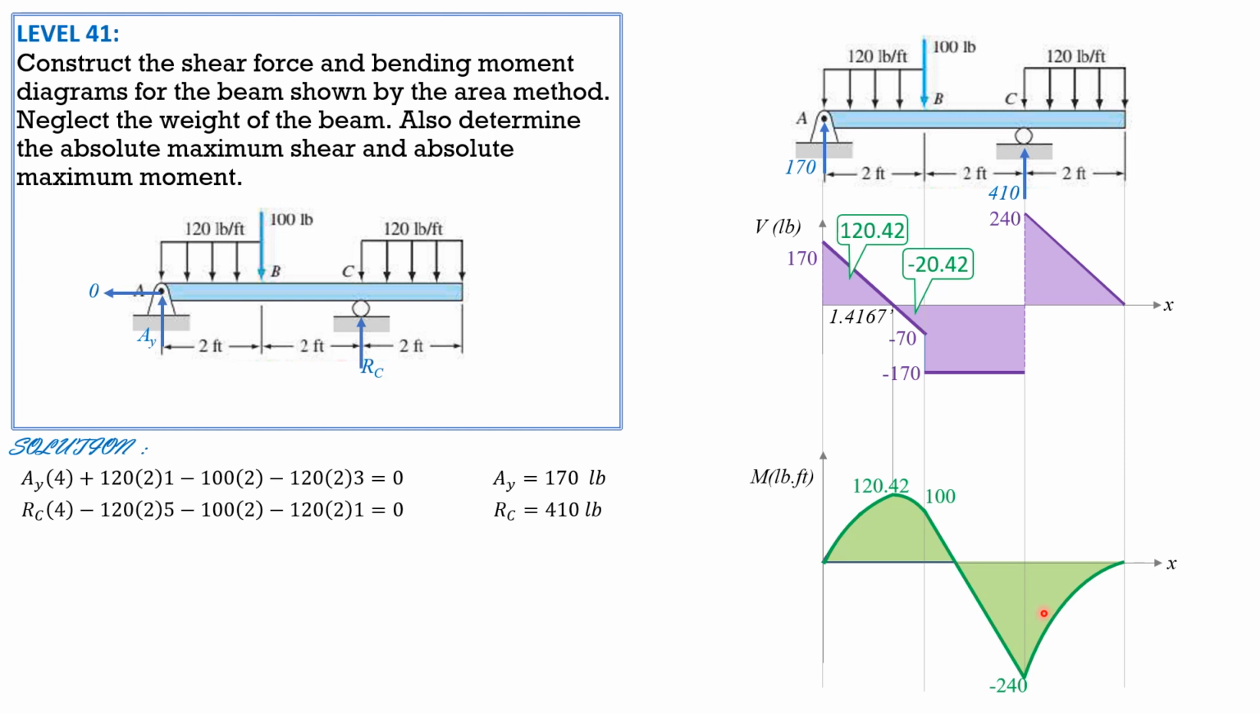So the absolute maximum shear based from the figure is 240 pounds, and the absolute maximum moment is also 240, although it's negative, but the absolute value is 240 pounds. And this occurs at x equals 4 feet from the left, so 4 feet.